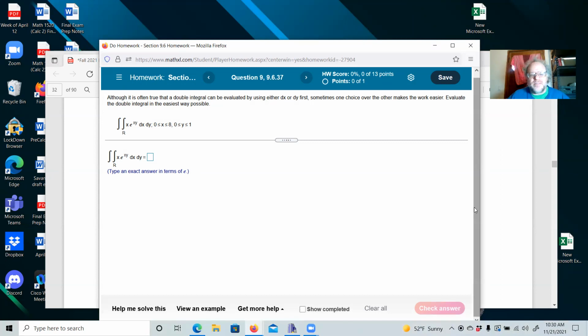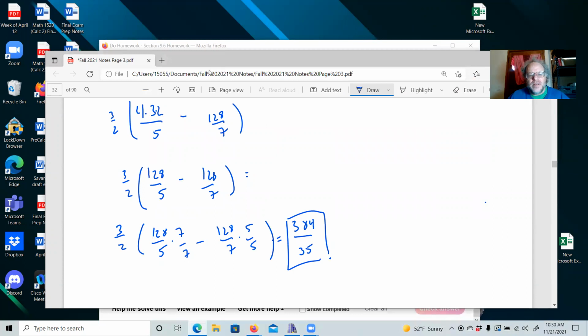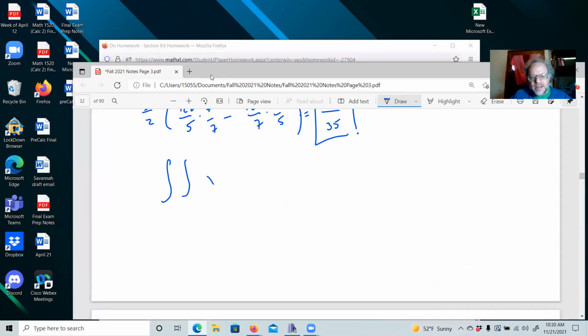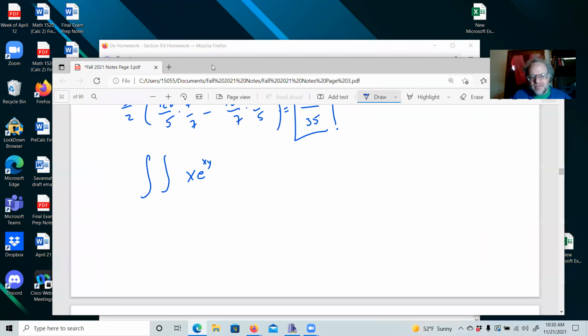Okay, something like this. A double integral could be evaluated dx or dy first. So sometimes one choice over the other makes the work easier. So let's go ahead and have a look at it. All right. So we have x e to the xy. Now technically you could do these in either order. Okay, we have dy dx.